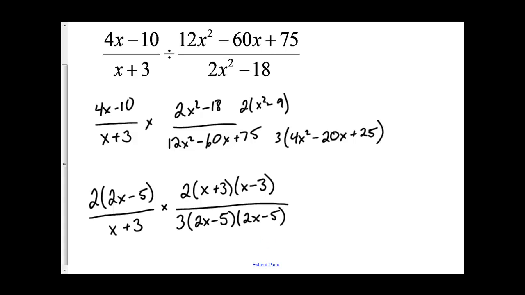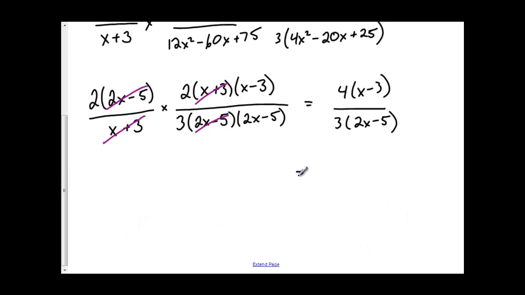Now I'm going to cancel out terms that are identical. So I've got 2x minus 5 I can cancel out. I've got an x plus 3 I can cancel out. And that's everything that I can cancel out because there's nothing else that can go out of the top and the bottom. So now I'm going to multiply. 2 times 2 is 4, and I'm left with x minus 3. On the bottom, I've got 3 and 2x minus 5. Now I could continue to expand that if I wanted to and get 4x minus 12 over 6x minus 15 if I chose to.